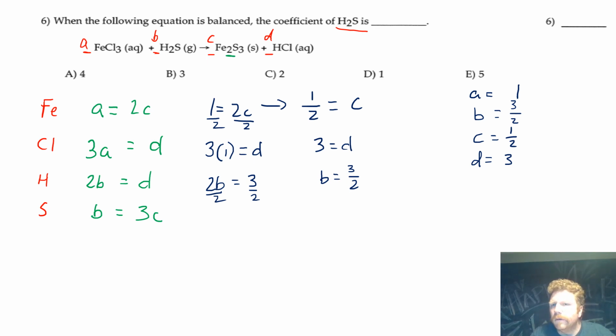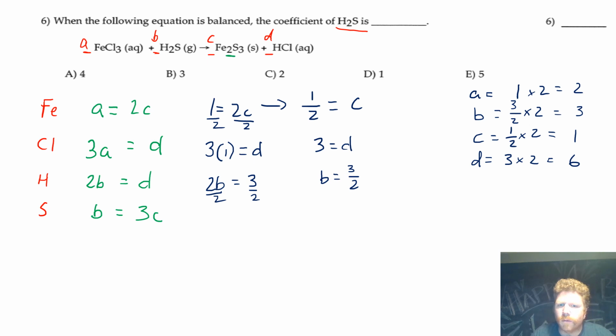Now what I need to do is make sure that these are whole numbers. And luckily, 2 of these are divided by 2. So all that I need to do to make them whole numbers is multiply these by 2. And if I do that to one of them, I need to do that to all of them. So 1 times 2 is 2. 3/2 times 2 is 3. 1/2 times 2 is 1. 3 times 2 is 6. Okay, so now that gives me my values.